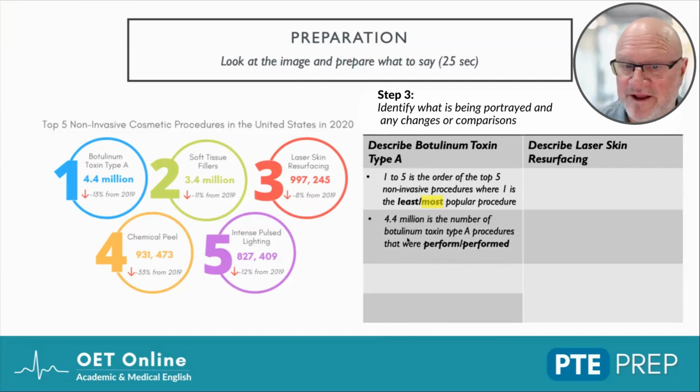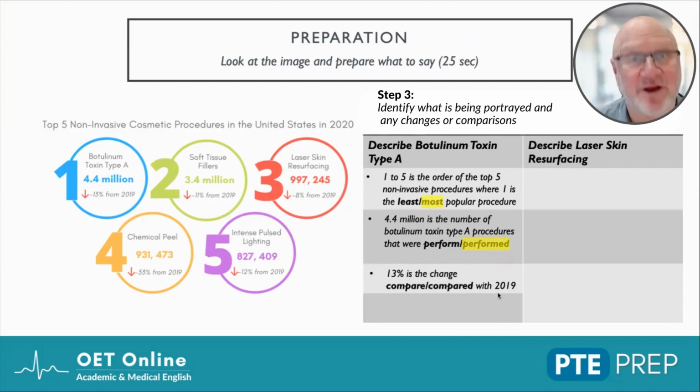4.4 million is the number of botulinum toxin type A procedures that were performed. 13% is the change compared with 2019. Make sure you pronounce that ED, compared with. And don't say 2019 like that, I mean, you can, but it's probably more natural to say 2019.